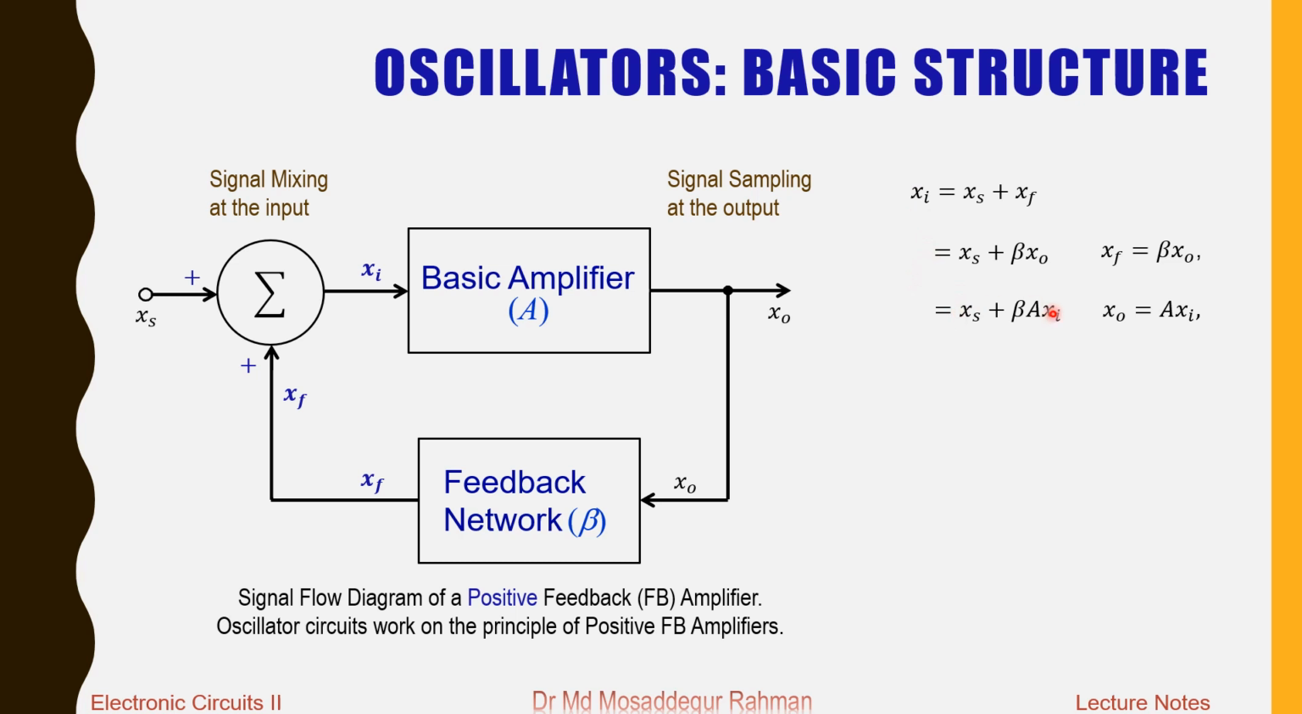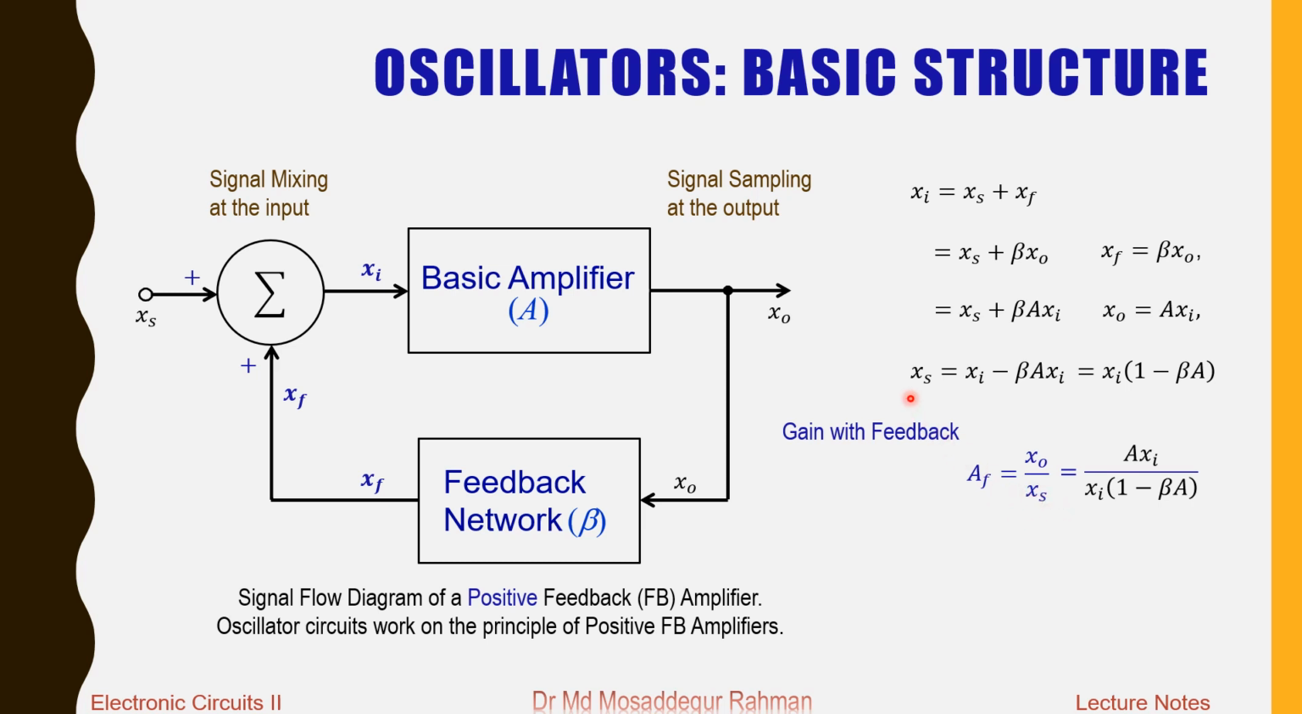So Xi takes this form, and this we can rearrange, and we can write the signal Xs in terms of our input signal Xi. So this is how we finally express Xs in terms of Xi. Now the gain with feedback for this positive feedback structure is: the output is X naught and the input is Xs. So that is our overall gain, or the gain with feedback. In this case X naught is A Xi and Xs is the signal source.